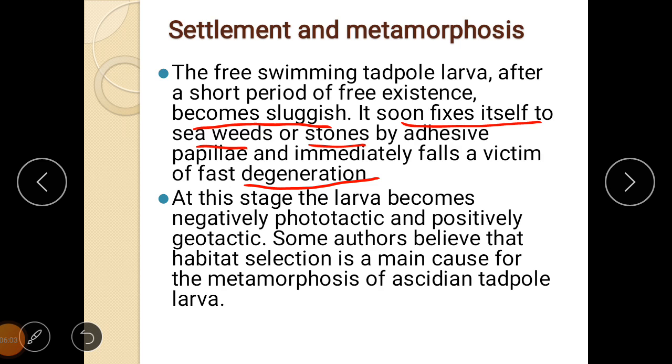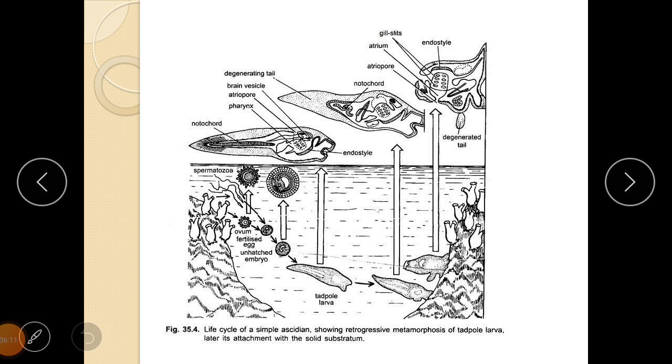Degeneration means losing something, reducing, which is actually called retrogressive metamorphosis. So this is what happens when the retrogressive metamorphosis happens, right? At this stage, the larva becomes negatively phototactic, positively geotactic. What is the meaning of this? If you see this picture, you could clearly understand the concept. In the settlement I have mentioned, the larva becomes sluggish, attaches to the substratum, and undergoes degeneration.